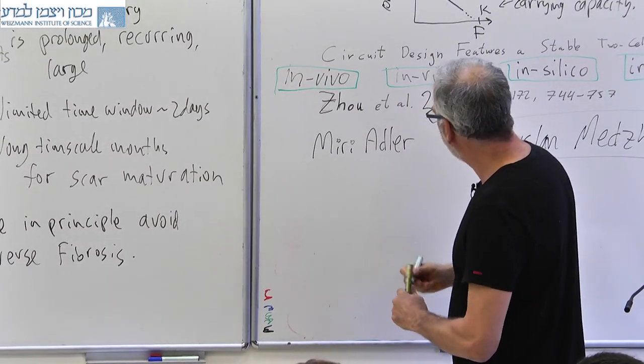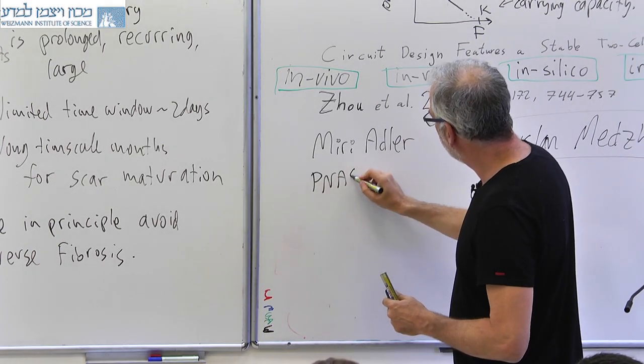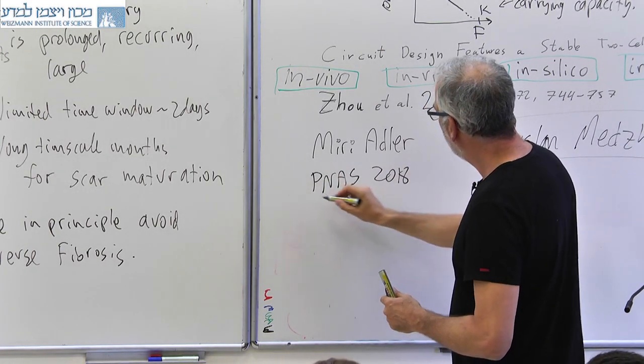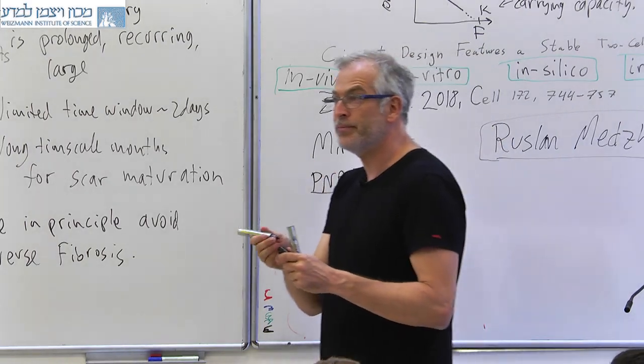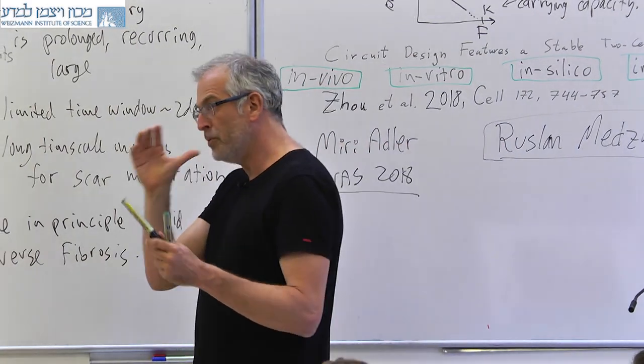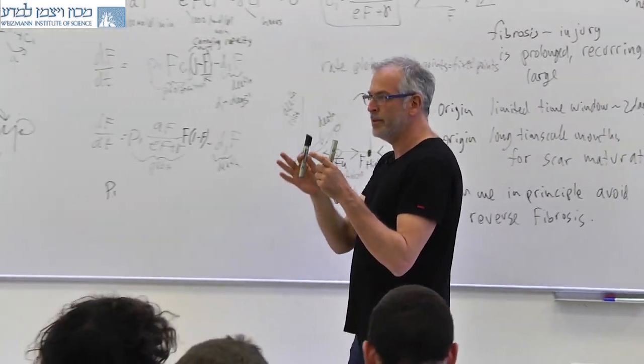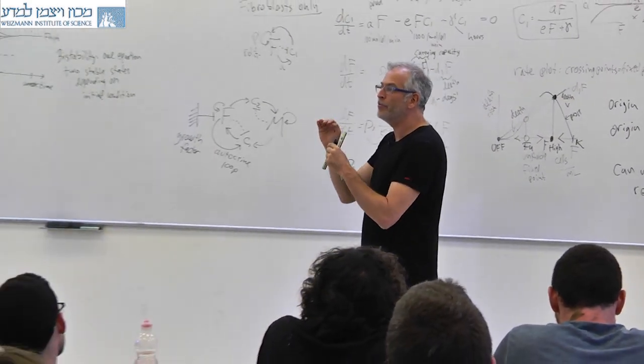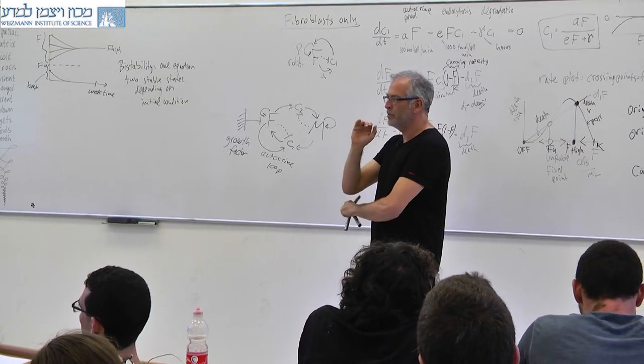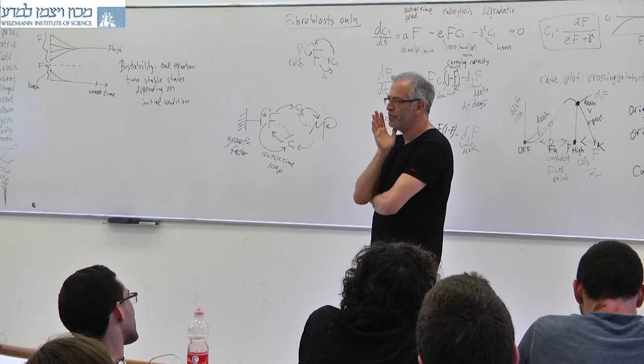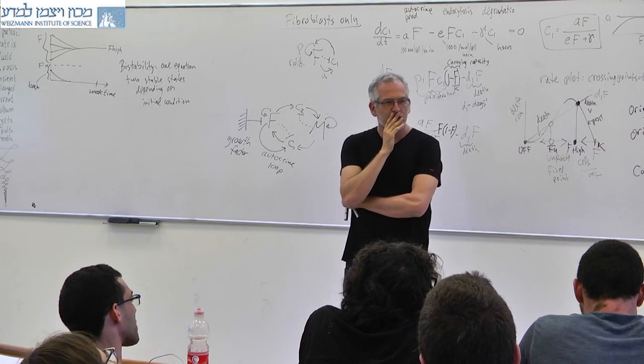Miri Adler, in a paper in PNAS 2018, analyzed this question mathematically and showed that in most situations, the average is a good approximation if you're interested in average behavior. Did I answer your question? Yes. One more? Yeah.